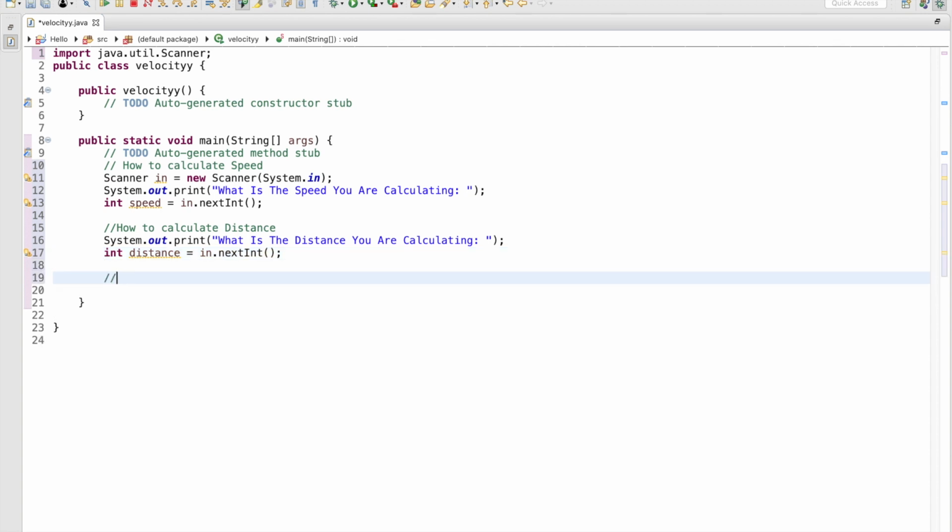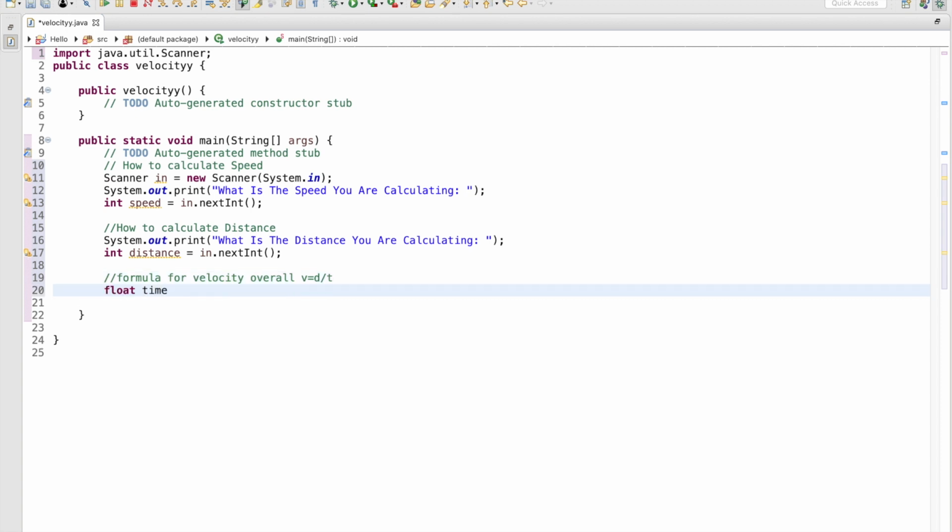Now we're going to make one last comment and write: formula for velocity overall is v equals d divided by t. So velocity equals distance divided by time. Now we're going to be writing float. So we're writing float time equals, parentheses, float, and then write distance divided by speed, because time equals distance divided by speed. And then we're going to write a semicolon.